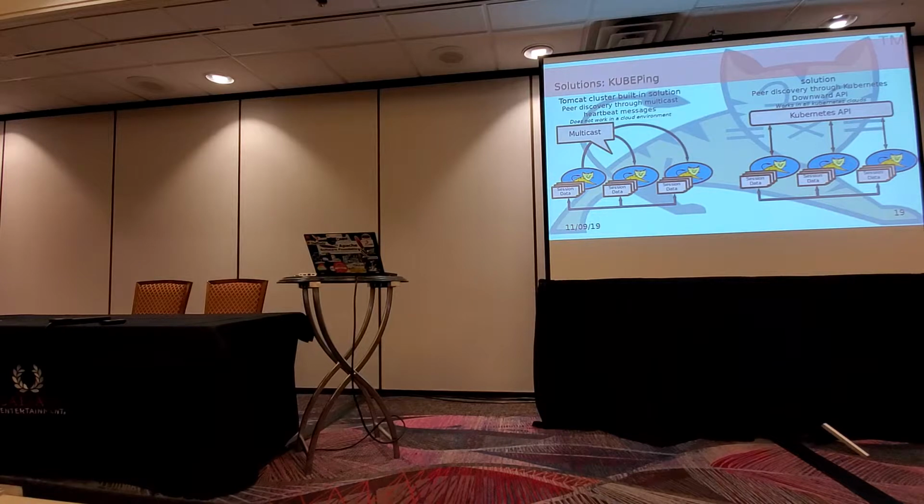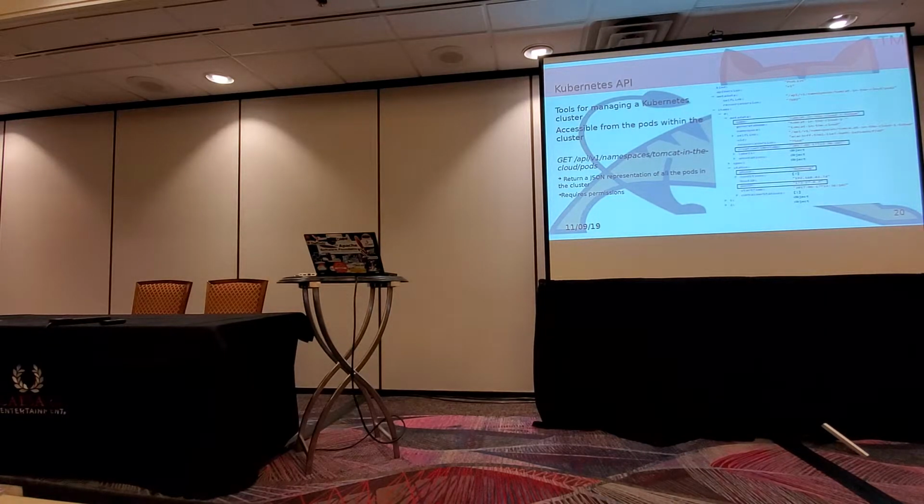So one of the solutions is the KUBE_PING. Basically, we are replacing the multicast messages: each Tomcat is going to use the Kubernetes API. It's going to make a GET to get the information about the other nodes. So this looks something like that. You make a GET, you get all the pods that are in the namespace that you are using, and that returns a description of what you have.